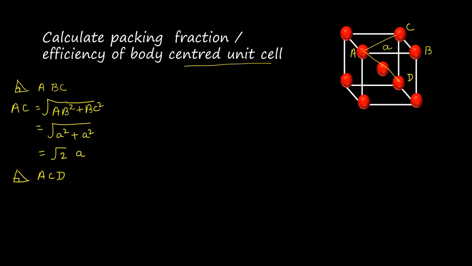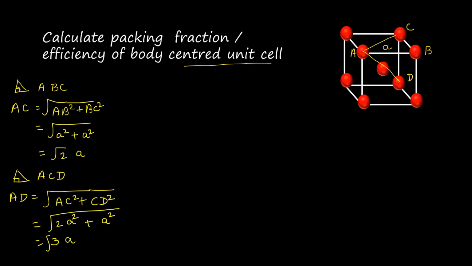For the body diagonal, we have the right angle triangle ACD, where AD is equal to root of AC square plus CD square. AC is equal to root 2A. So AC square is equal to 2A square. CD square is equal to A square. So root of 2A square plus A square equal to root of 3A square. This is equal to root 3A.